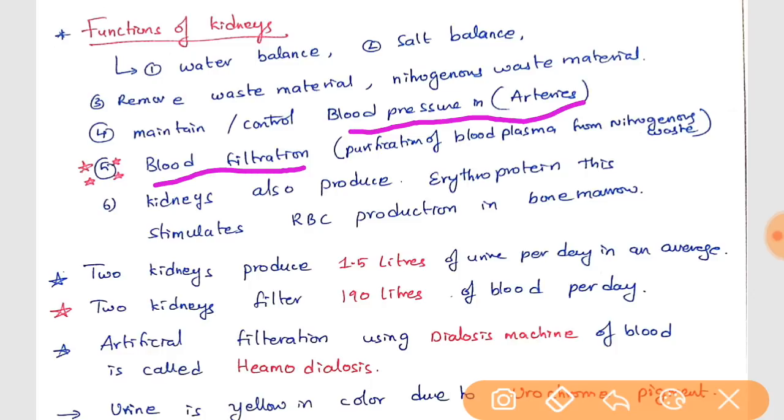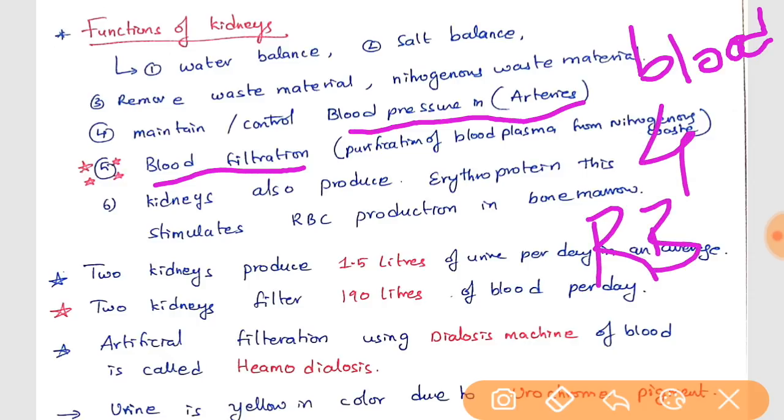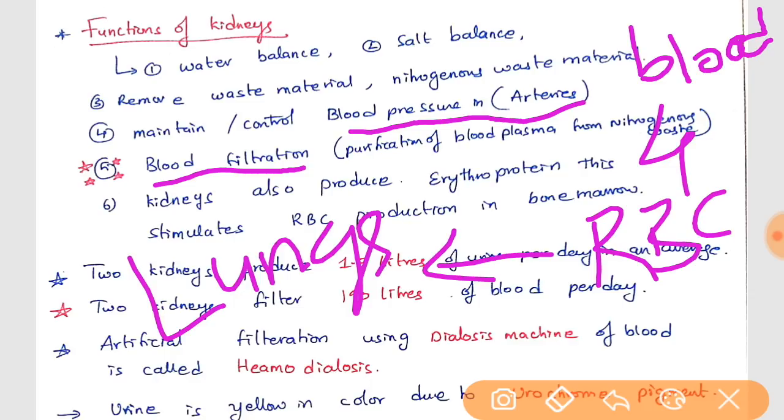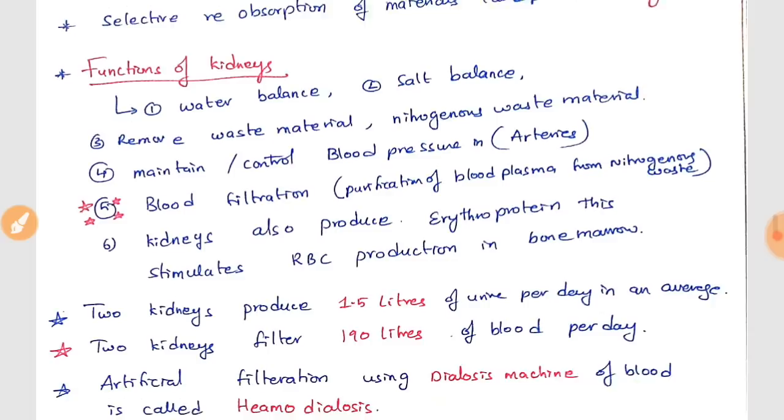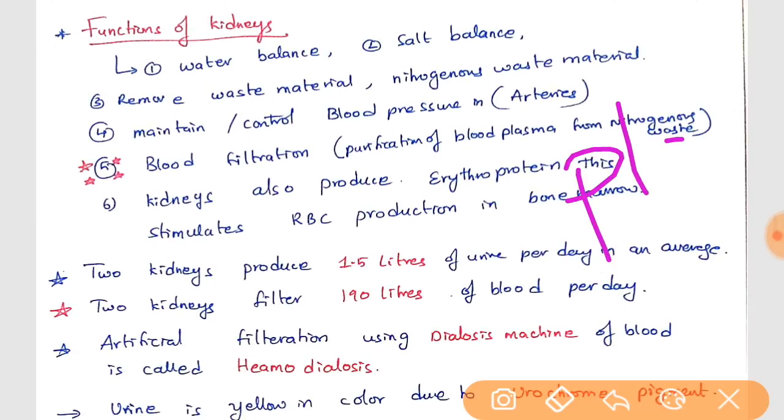Whereas the plasma in the blood is purified in the kidneys, friends. So blood has four components. One is RBC. So RBC pertains to lungs, friends. RBC has CO2, which is replaced by the lungs. Lungs replace CO2 with O2, friends. Whereas blood also has plasma, friends.